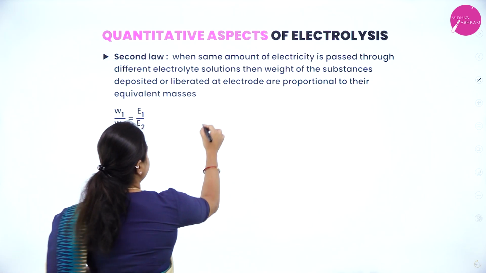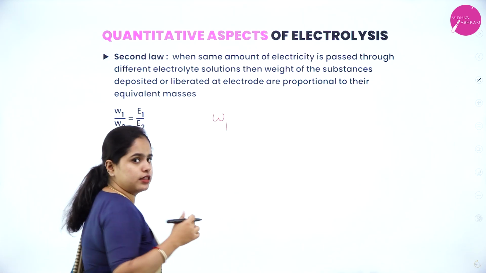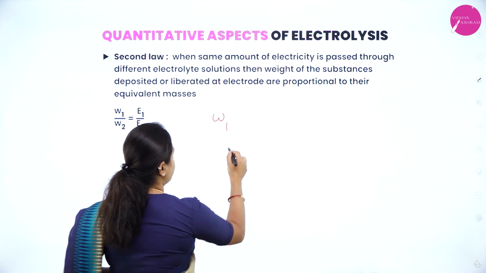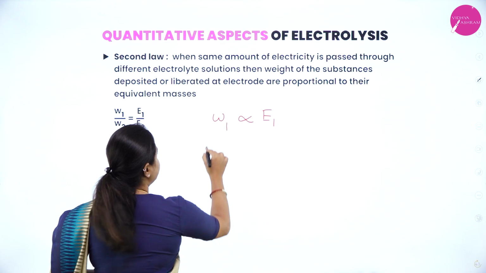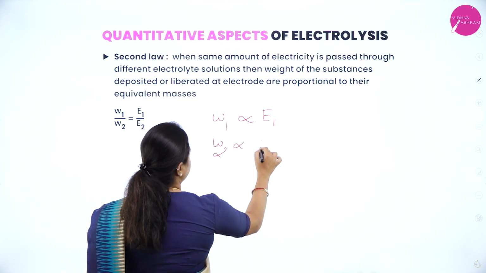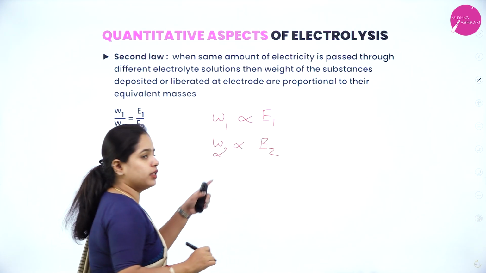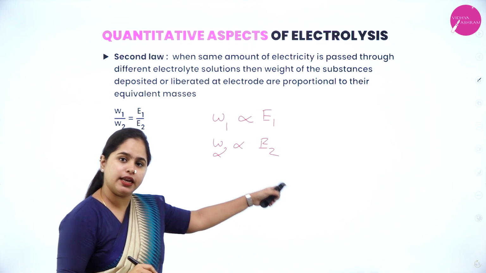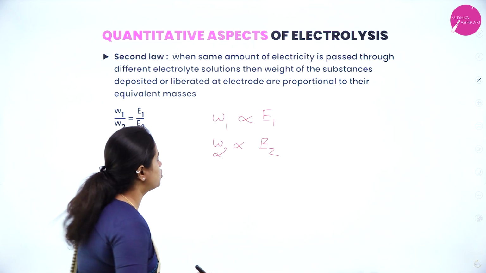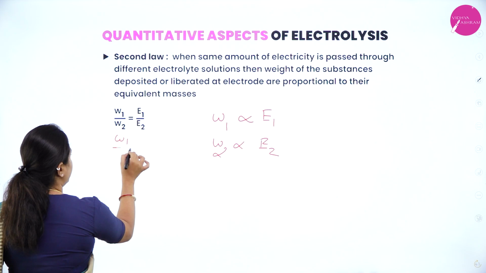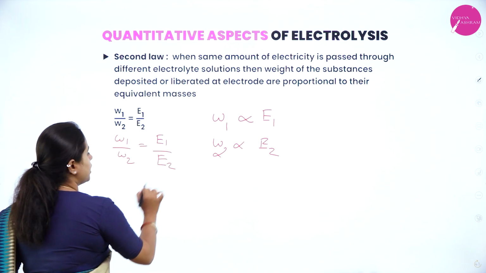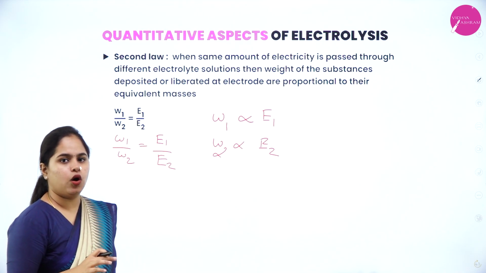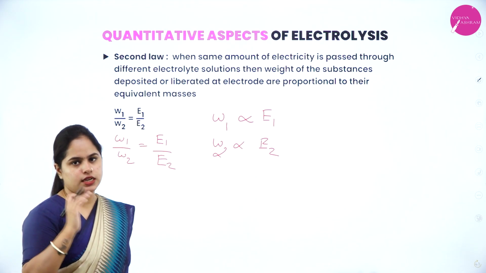Okay, if I am taking the mass deposited at the first electrolyte solution as W1, that will be directly proportional to its equivalent weight E1, and W2 will be directly proportional to E2. The mass deposited on the second electrolyte will be directly proportional to its equivalent weight. So together, can I write W1 by W2 will be equal to E1 by E2. So this is the equation for Faraday's second law.